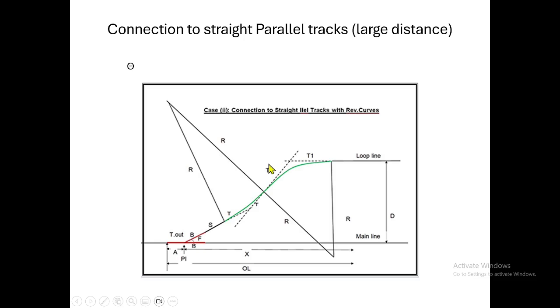how is it to be connected? In this case, as already discussed, if you have the straight connection, the overall length will be more, so that the clear standing room of the loop line will be affected. At the same time, the overall length will occupy more space. So in this case, what we do is introduce some reverse curve. The permissible curve radius we can provide here. In this case, how to do it?